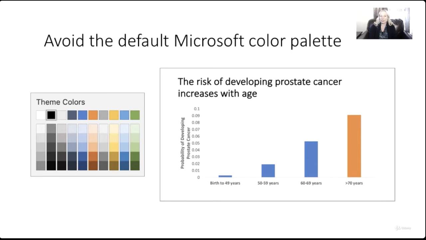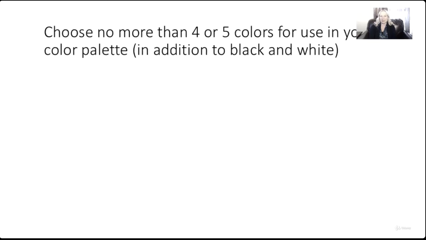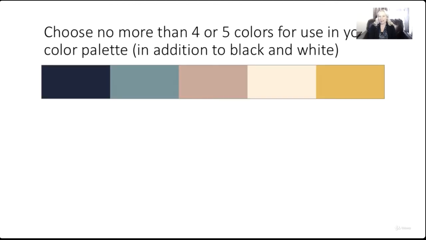There are so many options that it can be overwhelming, so let's go through the basic contents of a color palette. When choosing colors, I recommend that you choose no more than 5 colors for use in your color palette, in addition to black and white. In general, you won't need more than 2 or 3 colors per slide, but a couple more colors can be useful when you're displaying complicated graphs or multifaceted ideas. Here's an example of a 5-color palette.